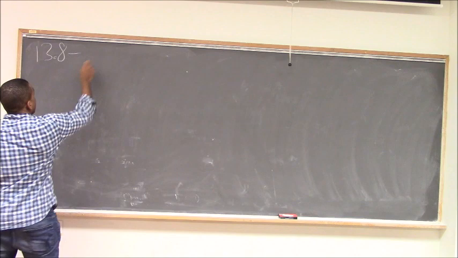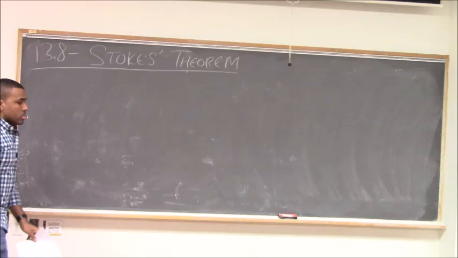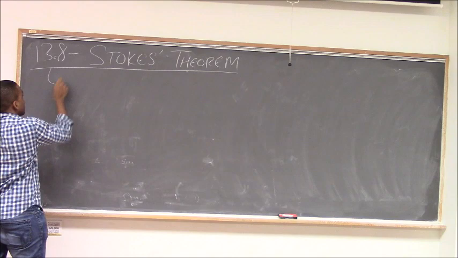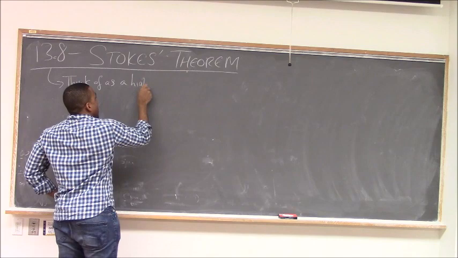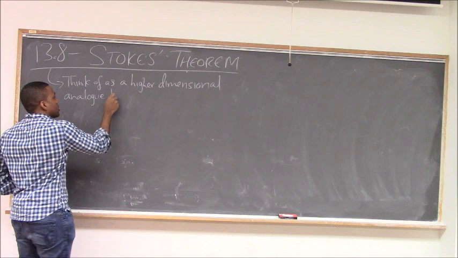So we're going to do Stokes' now. What you can think of this as is really a higher dimensional analog. I'm going to talk about how all these theorems work out together at the end anyway. But it's a higher dimensional analog to Green's theorem.